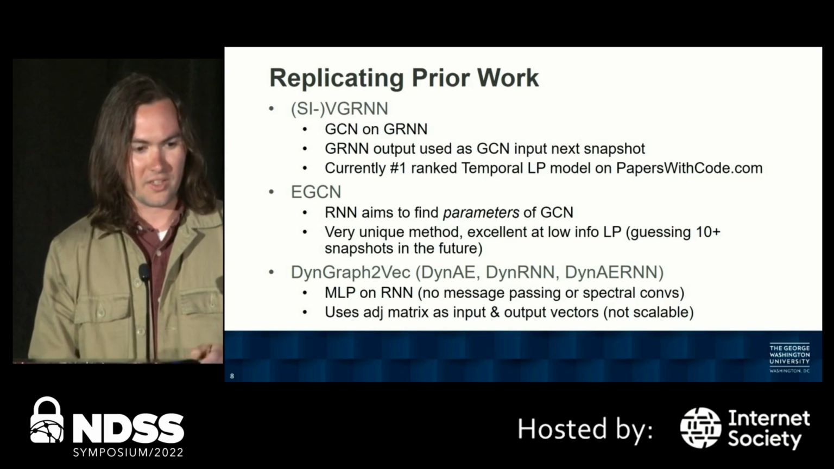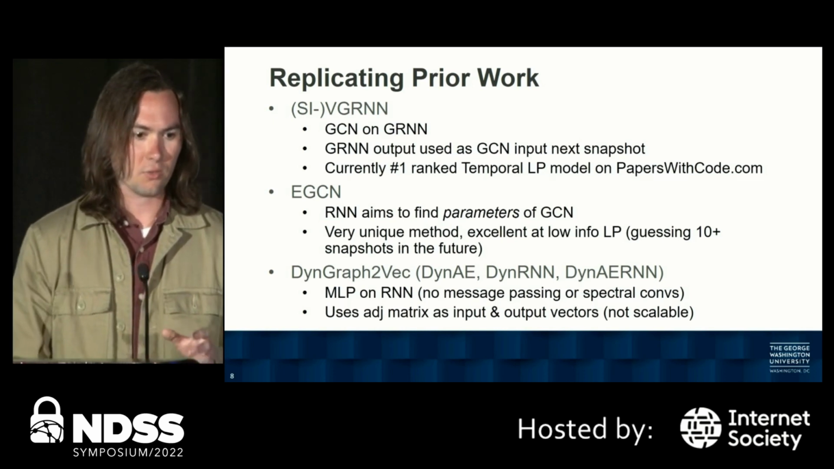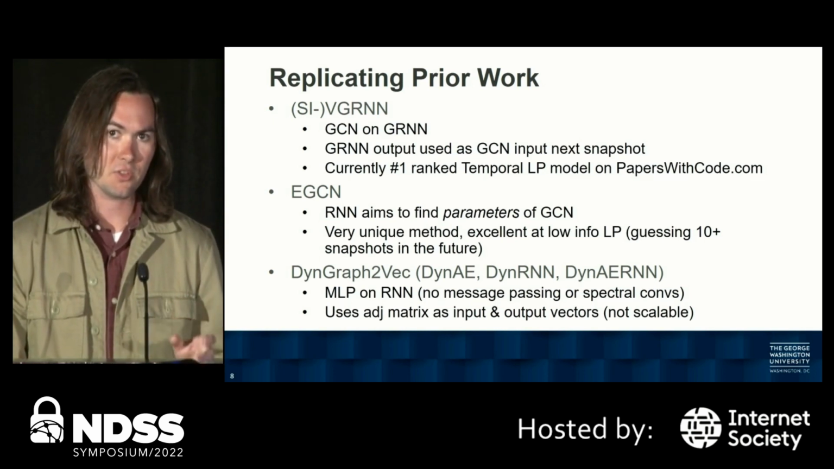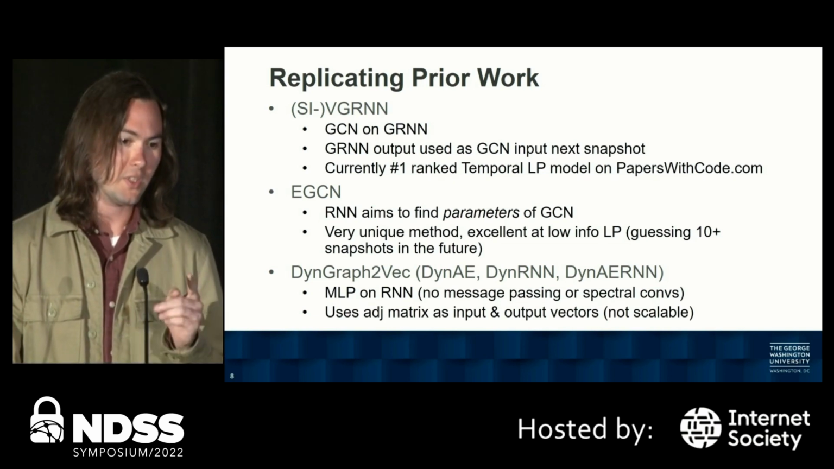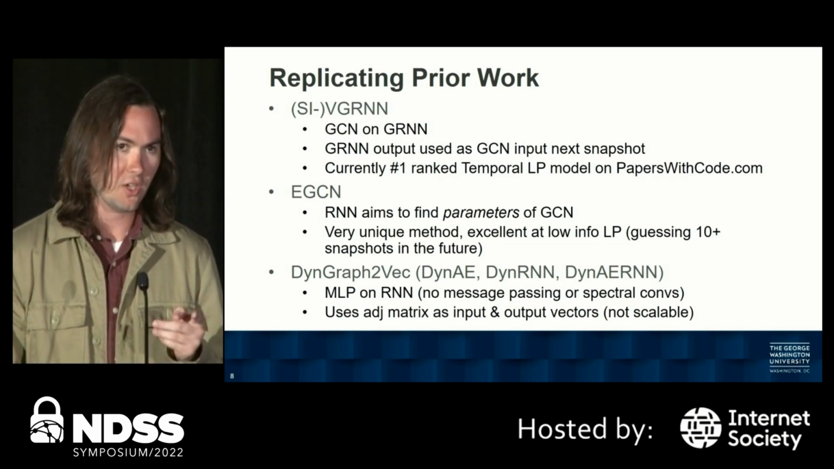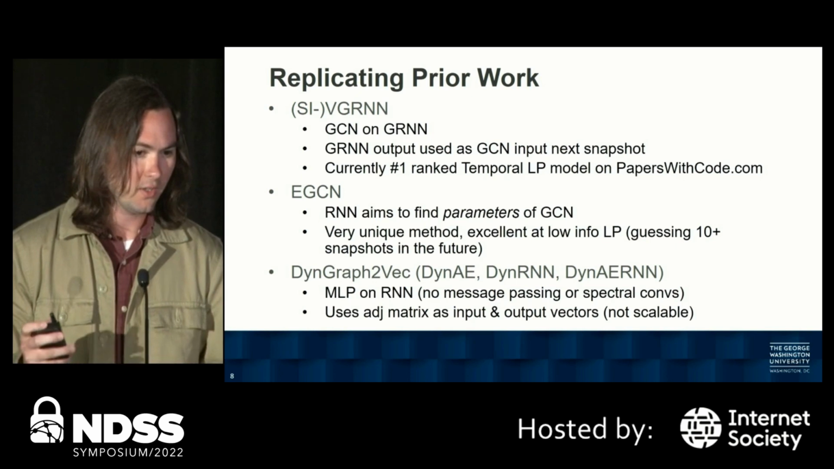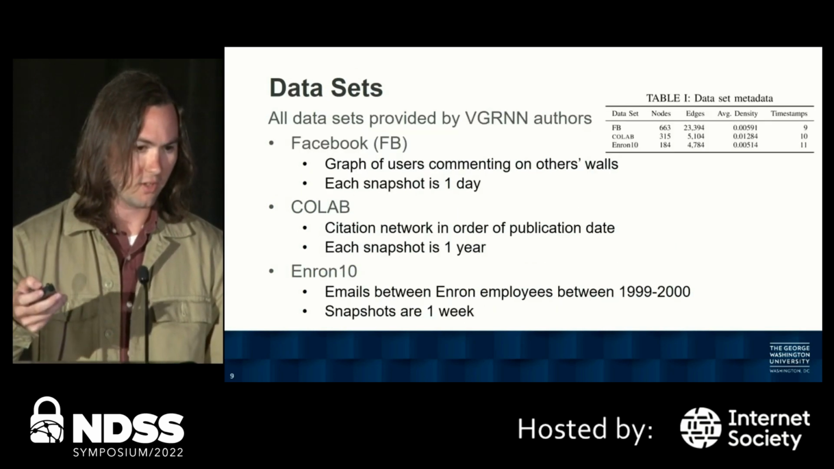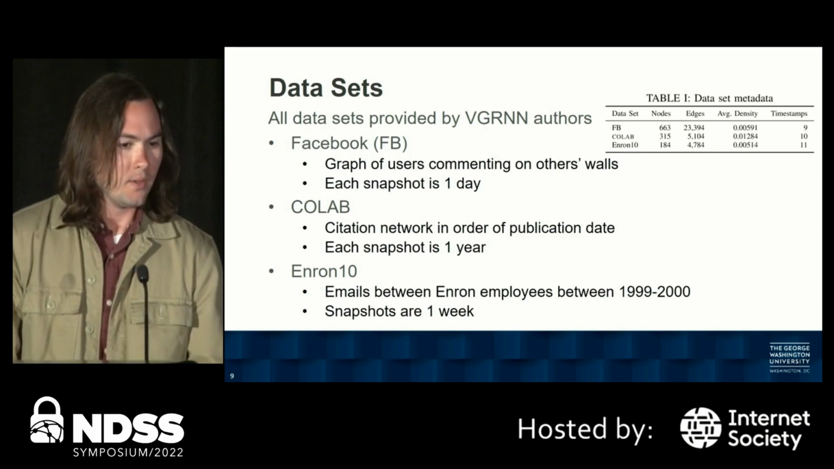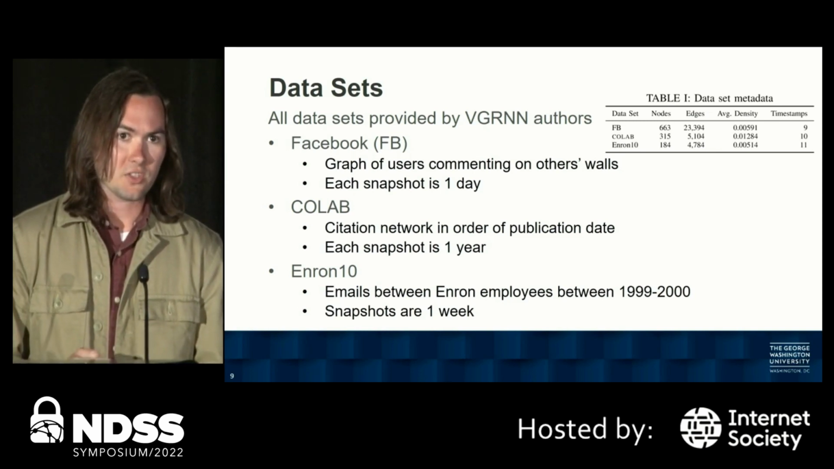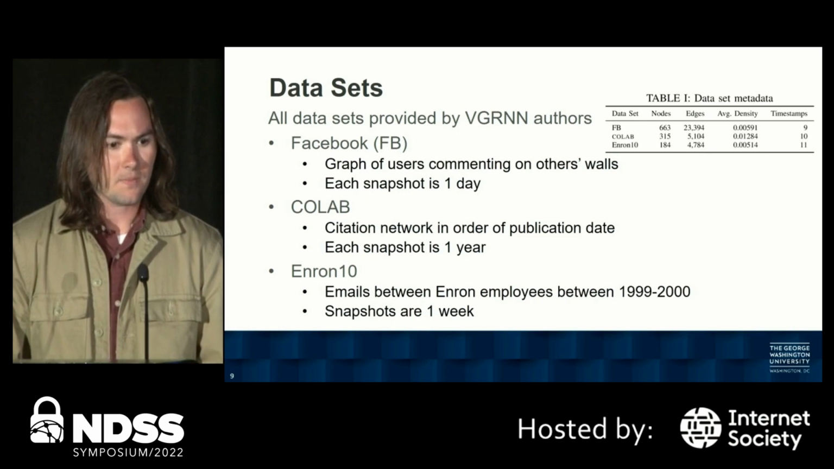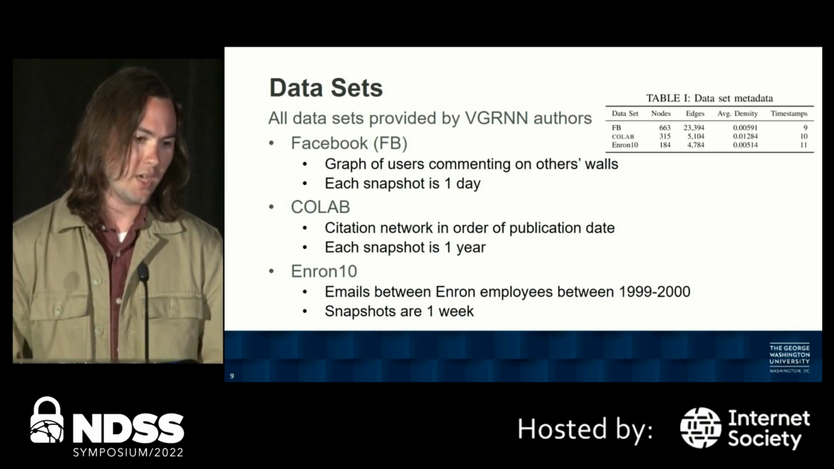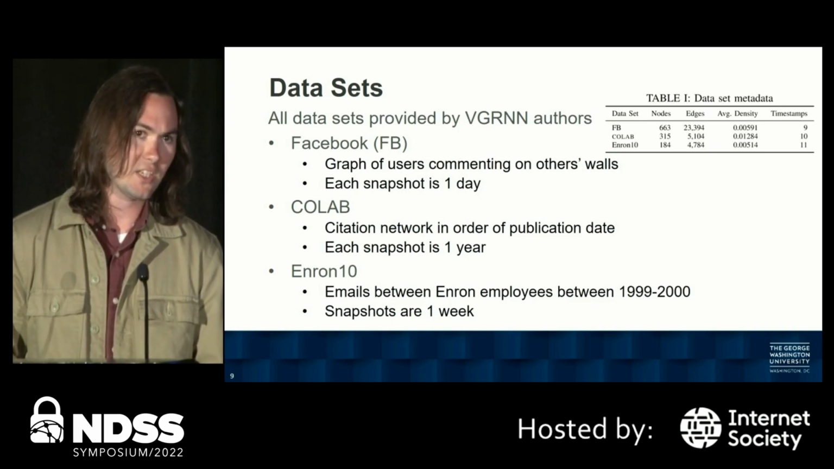It's also worth noting that the DynGraph to VEC stuff, that's all reported in the VGRNN paper, so we didn't run those experiments ourselves. We did try to replicate the VGRNN numbers successfully. The EGCN numbers are all our own. We implemented their formula. So the data sets we used are also those that were tested by VGRNN. We used the Facebook data set, the Colab data set, and the Enron 10 data set.